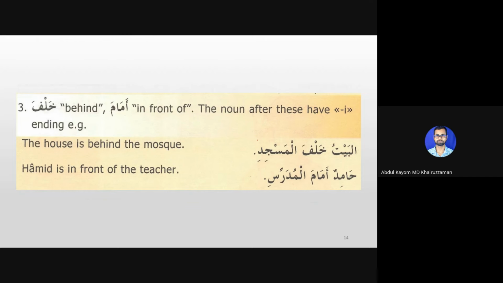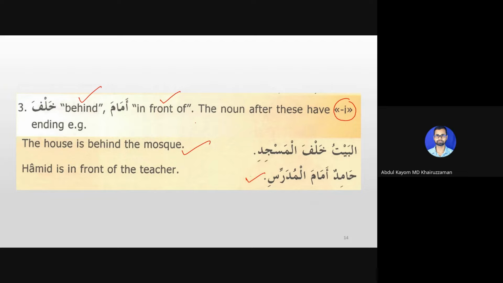Then this word khalfa means behind. Amama means in front of. When these two words come before any noun, that noun will have a kasra ending. So we say al baytu khalf al masjidi, the house is behind the mosque. Hamidun amam al mudarrisi, Hamid is in front of the teacher.